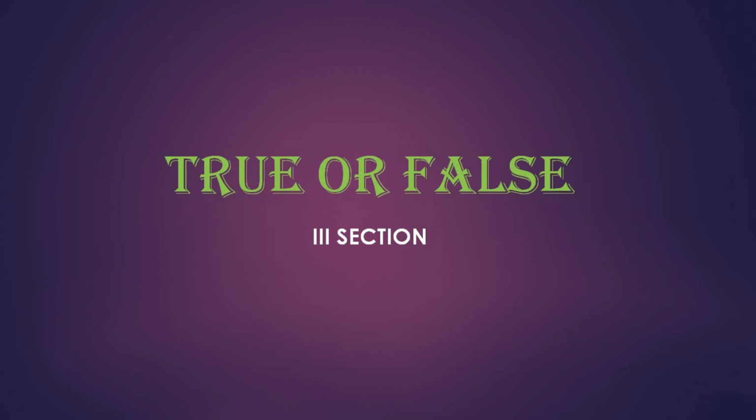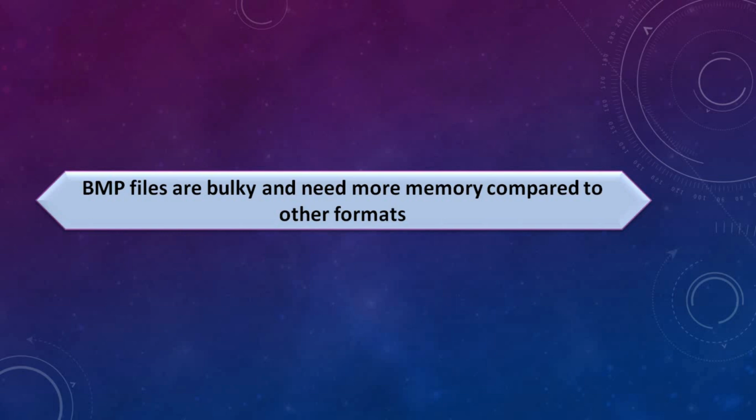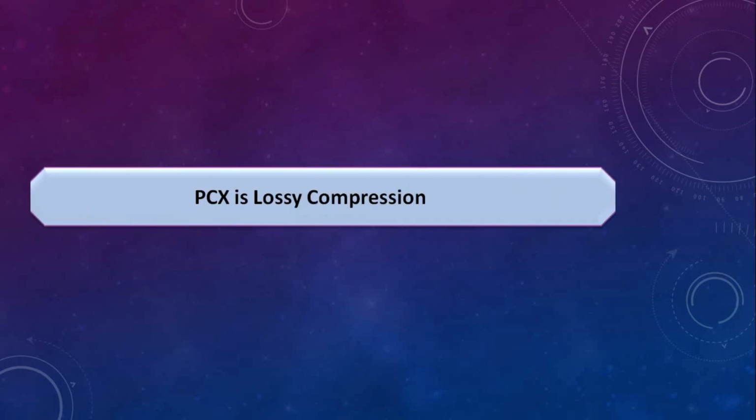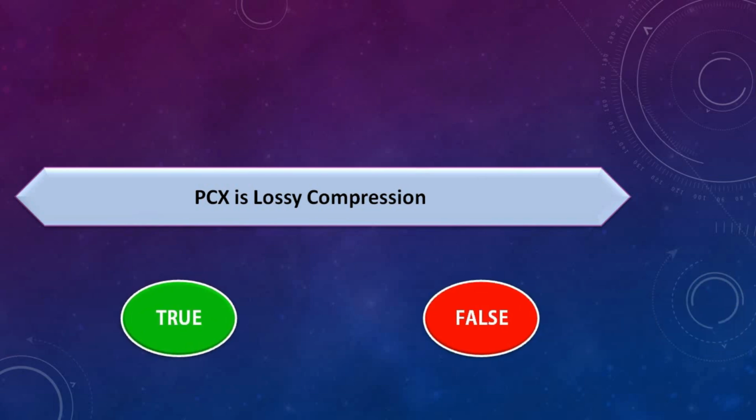Here comes the next session: true or false. BMP files are bulky and need more memory compared to other formats. Is it true or false? Yes, it is true. BMP files are bulky and need more memory when compared to other formats. PCX is lossy compression. Is it true or false? The answer is false. PCX is lossless compression. So the answer is false.